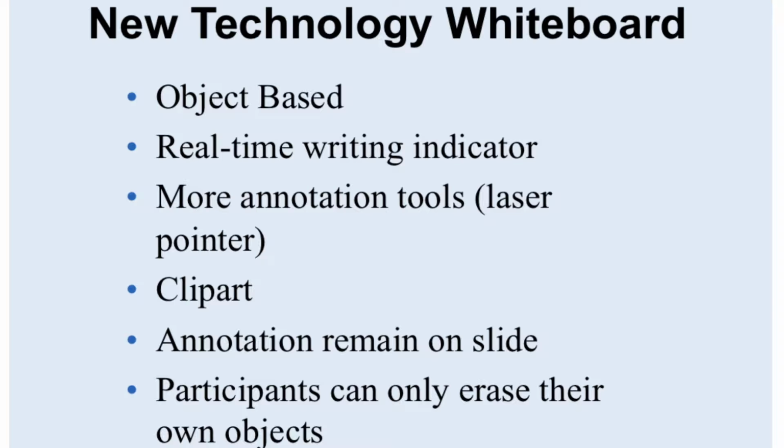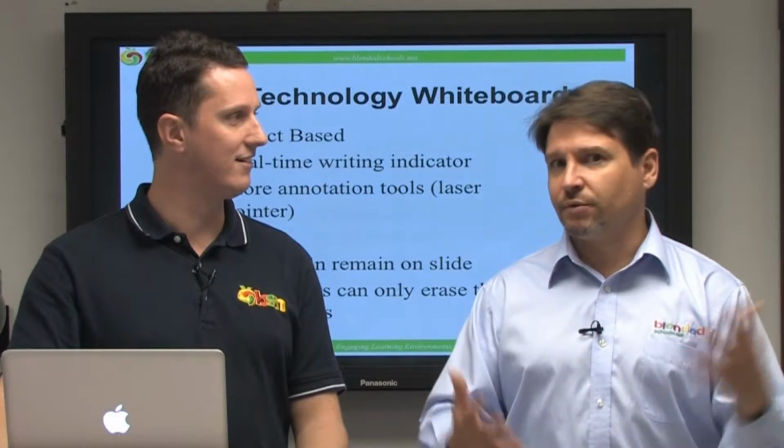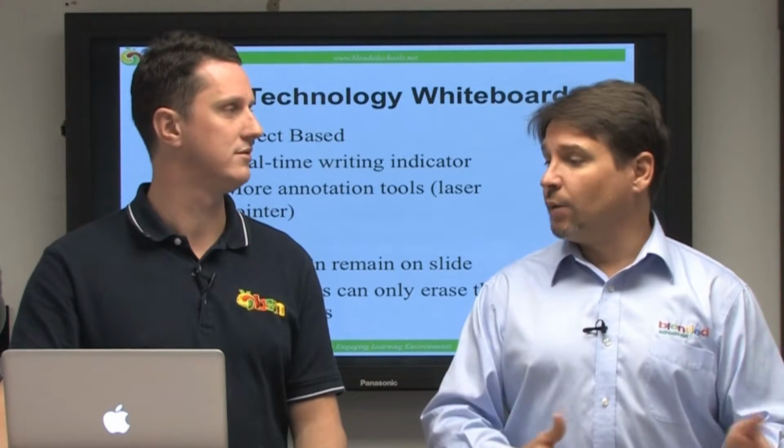If you drew on the board in Wimba, it was just there. It was there, and if you didn't want it to be there, or you wanted it to be somewhere else, you couldn't do anything about that. So that's one. What's another one, Mark?